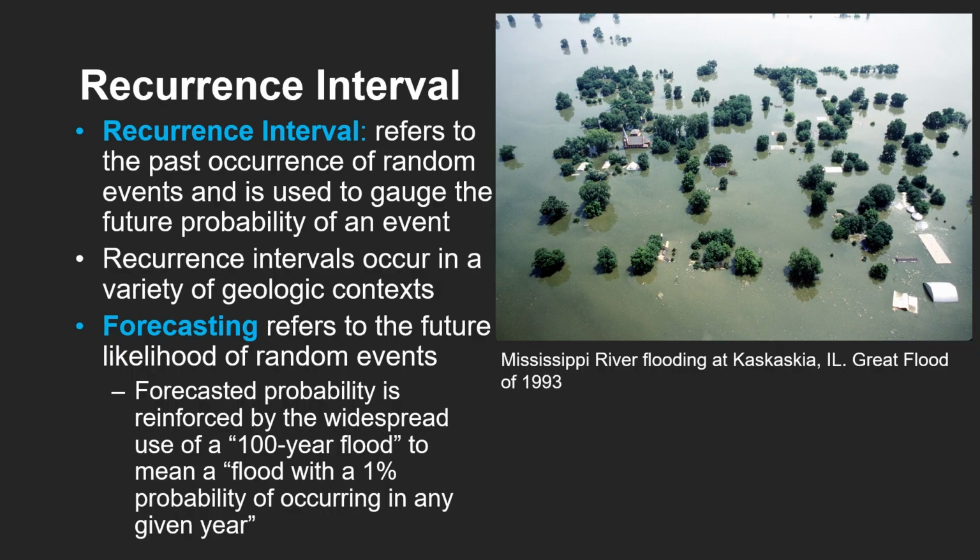A recurrence interval measures how often random events, like floods, have occurred in the past to estimate their future likelihood. It is a key tool in geology and hydrology for assessing risk. For example, a 100-year flood has about a 1% chance of happening in any given year.